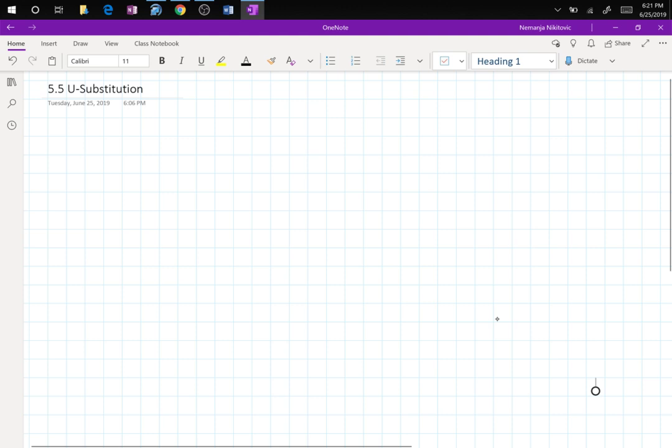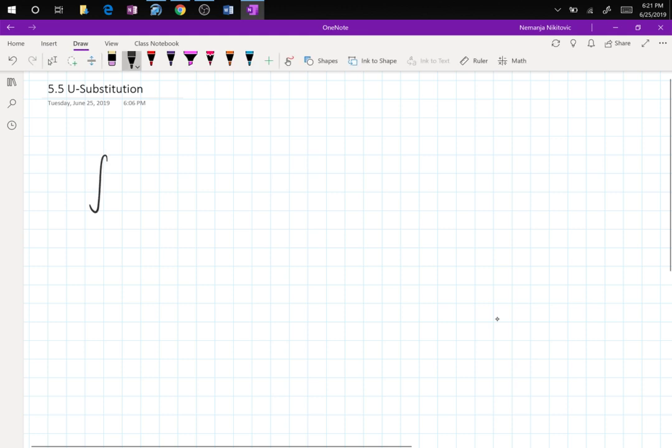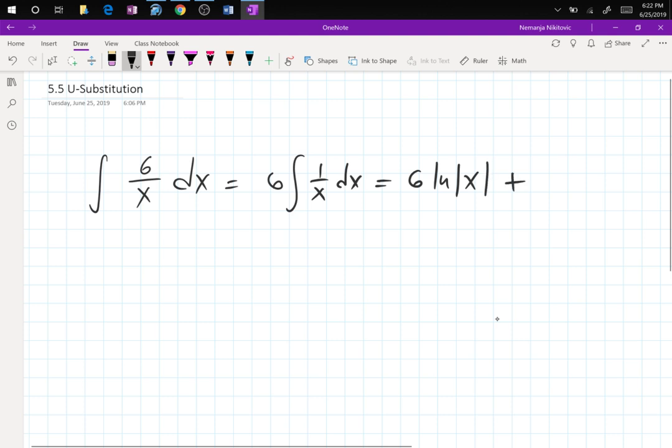So let's say you had the integral of 6 over x dx to integrate. You say, okay, I kick out 6 and then I have 1 over x dx, and then that's 6 ln absolute x plus c.